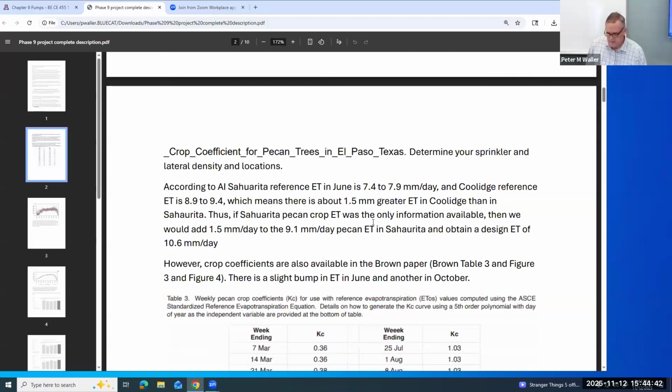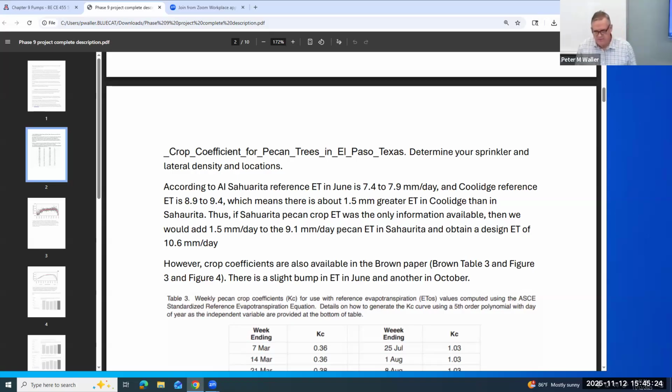Okay, but in the Brown paper, I just compared, I went to AZMET and actually I went to AI and I said, what's the comparative ET between Coolidge and Sahuarita in June? And it's basically 1.5 millimeters per day higher. While Sahuarita ET in June is 7.4 to 7.9 millimeters per day, that's reference ET, that's the weather station ET. In Coolidge, it ranges from 8.9 to 9.4 millimeters per day. So quite a bit more, like 20% more, I think.